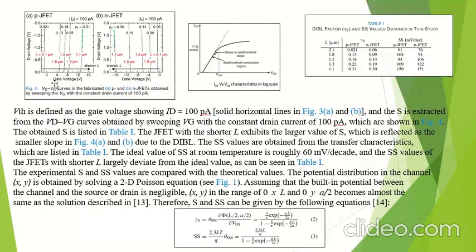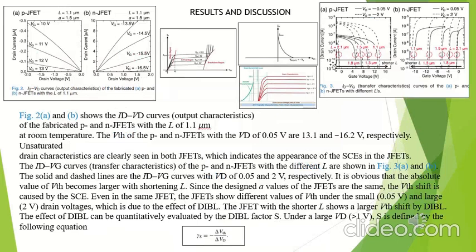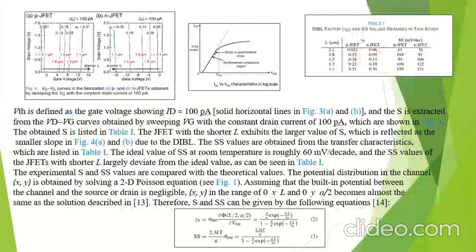Now, if you plot the gate voltage, you see the threshold voltage is fixed as the voltage at which the current is equal to 100 picoamperes. So your line is drawn over here. This line is 100 picoamperes. So at this point, the gate voltage is taken as the threshold voltage.